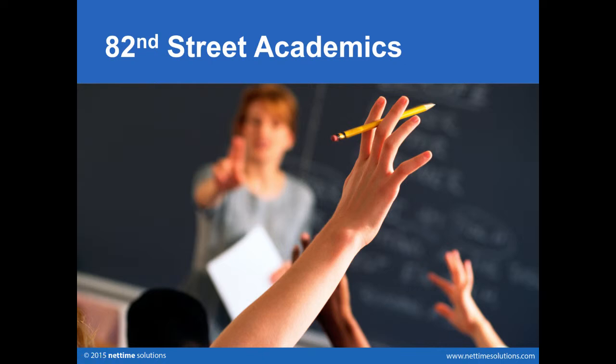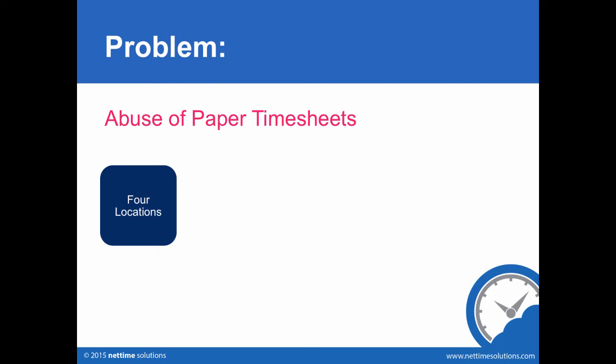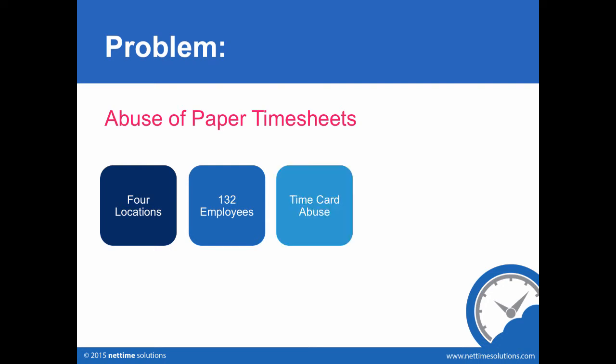Next case study is about our friends at 82nd Street Academics. 82nd Street Academics' mission is to complement public education so that students in New York City, regardless of their home language, have access to quality public higher education. Their big problem was the abuse of paper timesheets. 82nd Street Academics is located across 4 sites in Queens and 1 in the Bronx. In June of 2014, they only had 92 staff, but as of March 2015, the educational company has rapidly grown to 132 employees. They shared with us that the previous system of filling out time cards lent itself to abuse.